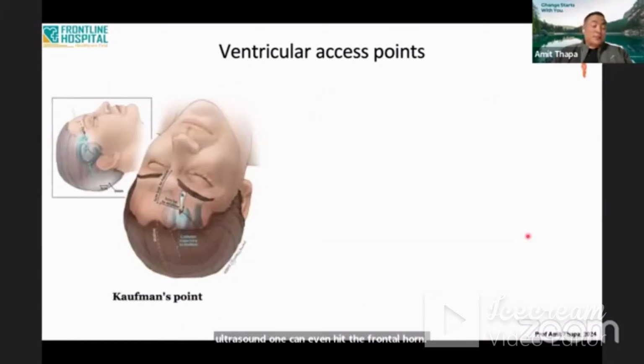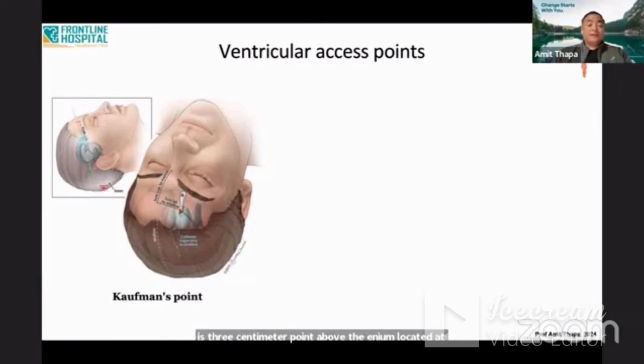Now, the other point is the Kaufman point, which is basically from the frontal approaches, a very short trajectory, only 7 centimeter depth to the frontal horn. So this is defined by 0.5 centimeter above the nasion and 3 centimeter lateral. And what we are targeting is a point 3 centimeter above the inion, located at the back of the head.